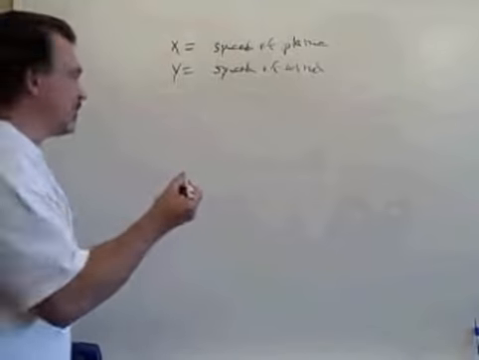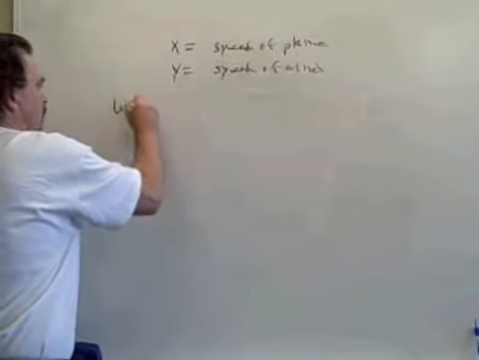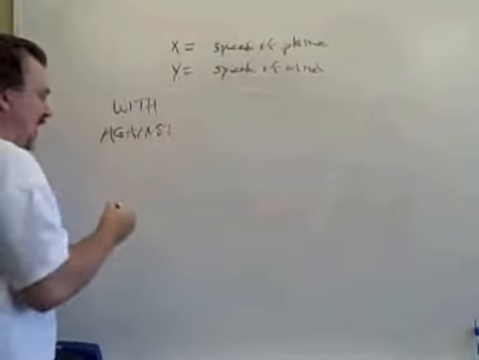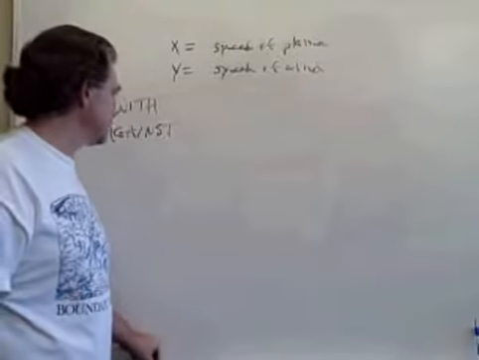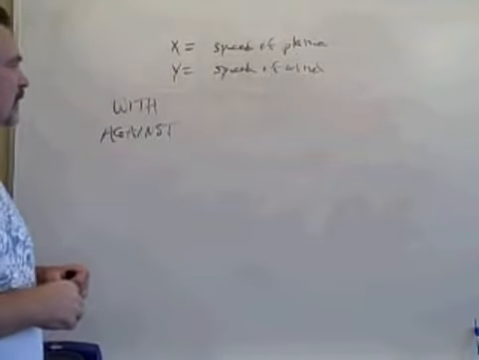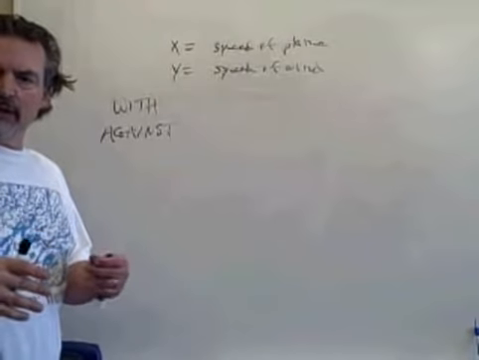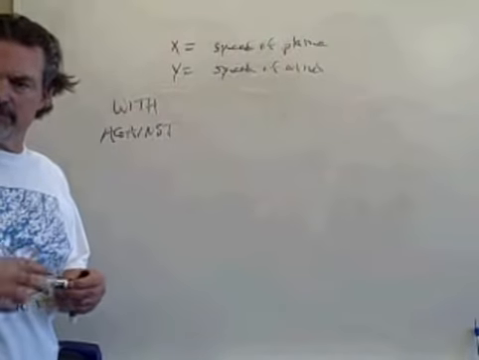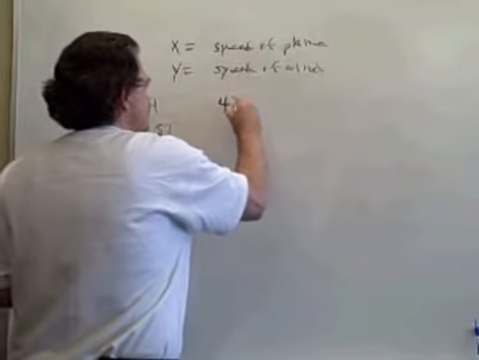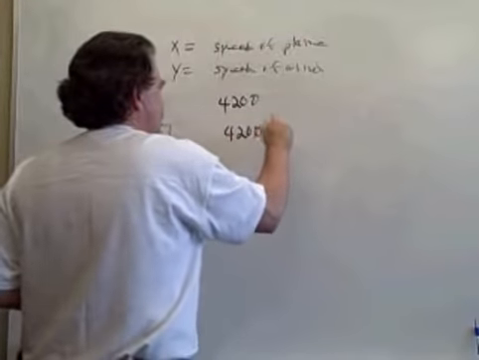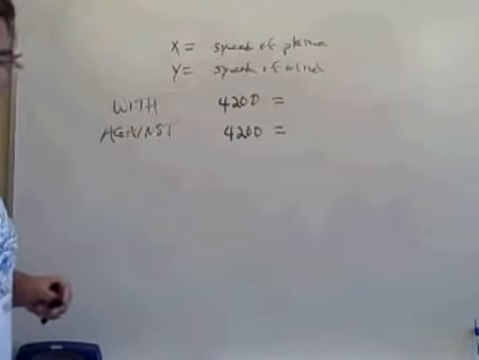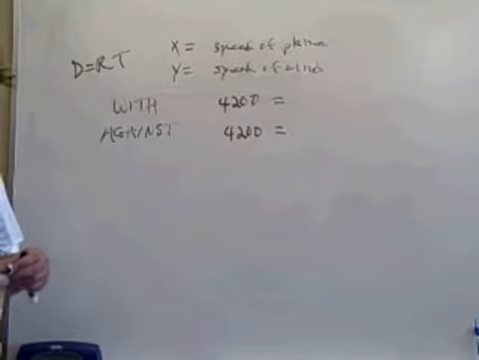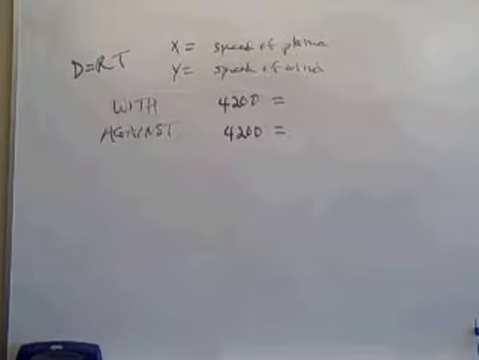So let's think about writing an equation for going with the wind and an equation for going against the wind. Well, in both instances, we know the distance of that trip, don't we? Each time, the distance we traveled was 4,200 miles. So we know the distance for each trip is 4,200. And remember that old formula? Distance equals rate multiplied by time. Now, we know the time for each trip.